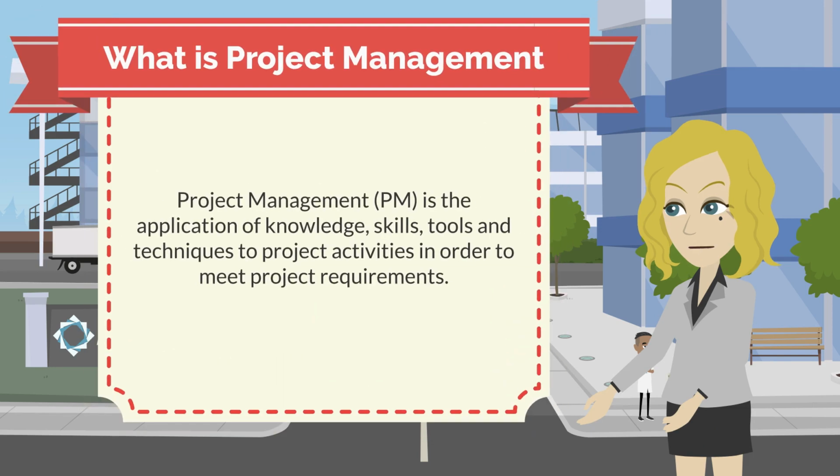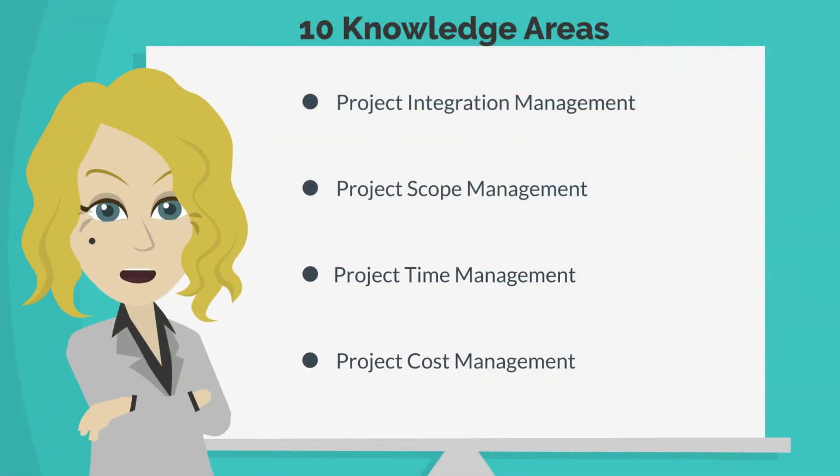Now, let's define project management. Project management, or PM, is the application of knowledge, skills, tools, and techniques to project activities in order to meet project requirements. Let's talk about the 10 knowledge areas of project management as defined by the Project Management Institute. First, project integration management. This involves identifying and defining the work of the project and combining, unifying, and integrating the appropriate processes. Next, we have scope management, which is concerned with defining all the work of the project and only the work needed to successfully produce the project goals.